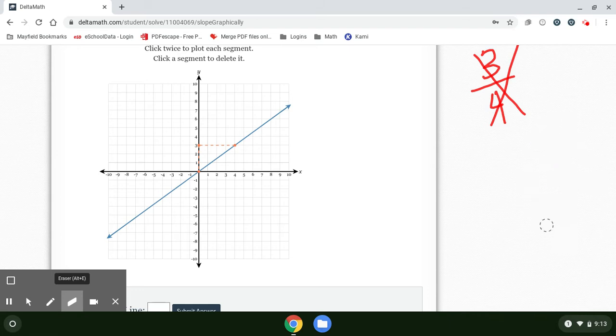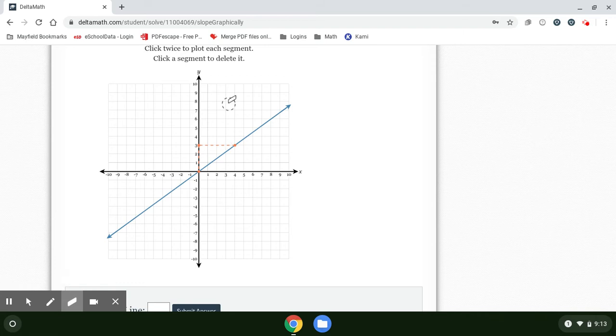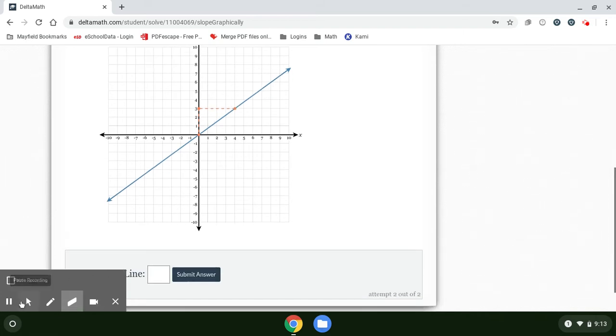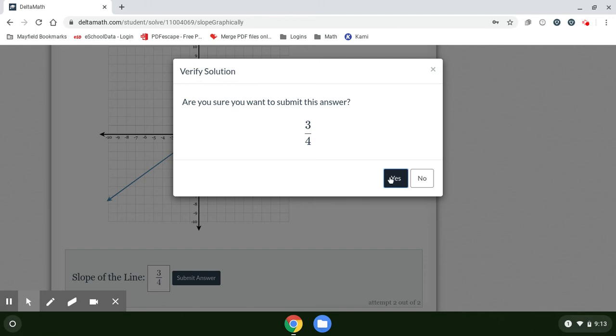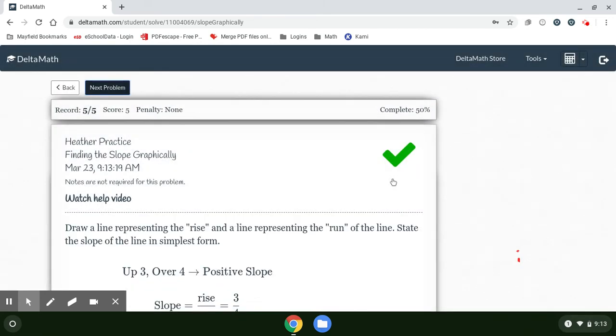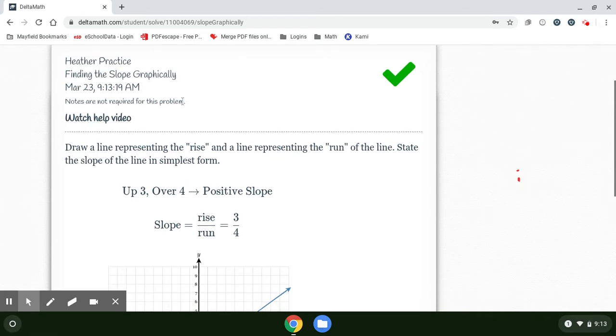Now I know that it's not 4 over 3. I was actually right the first time when I said 3 over 4. I'm going to go down, type in 3, 4, hit submit answer. Yes. Okay, so that's how you have to do the finding the slope graphically.